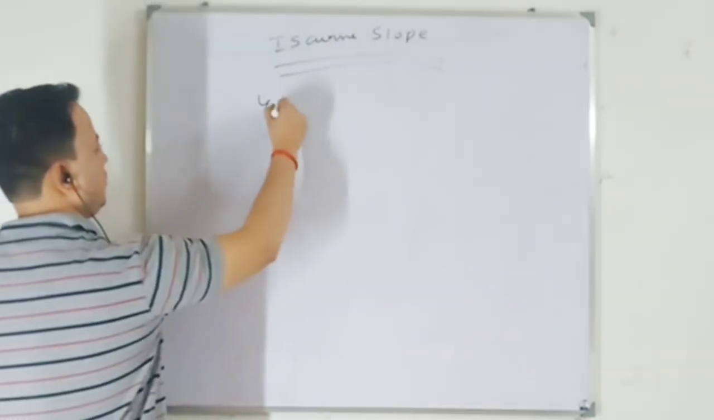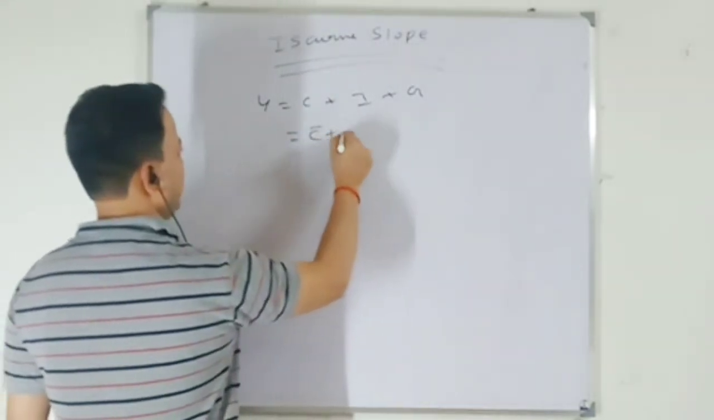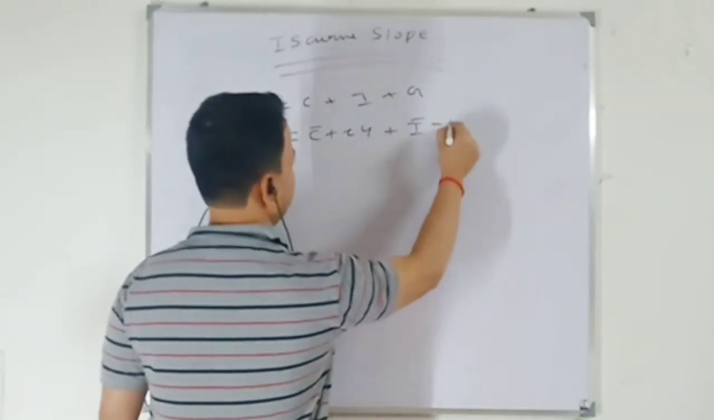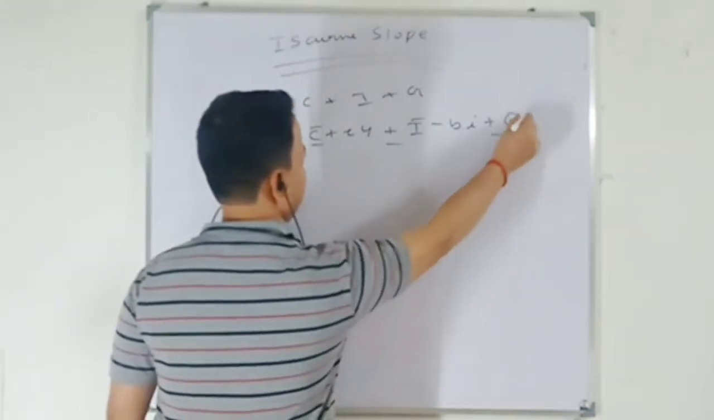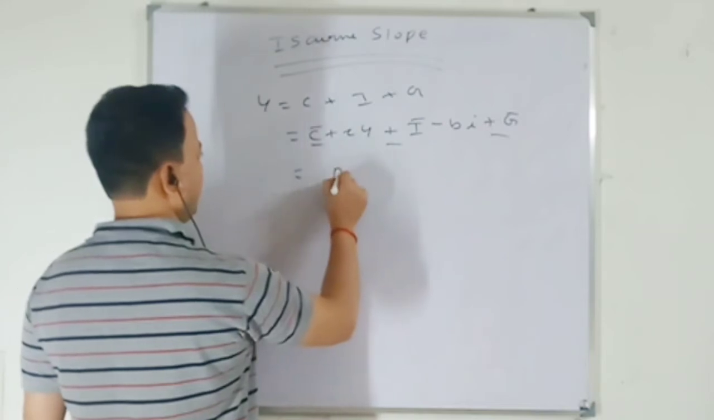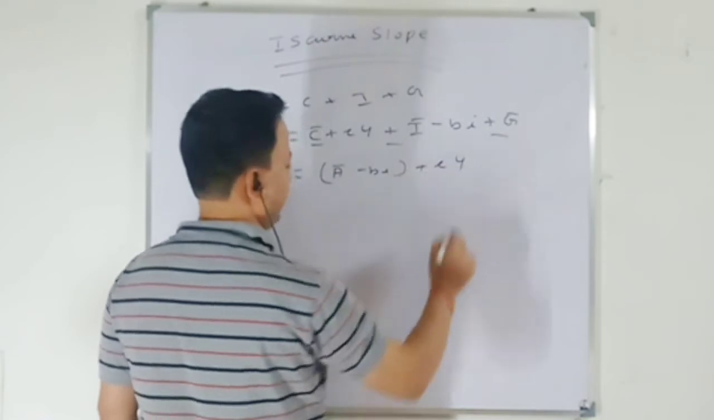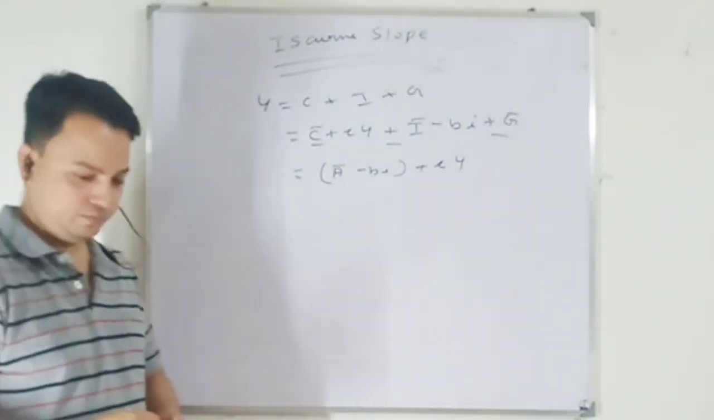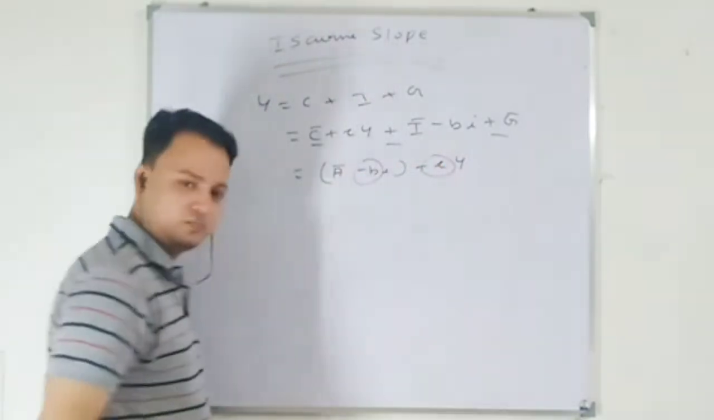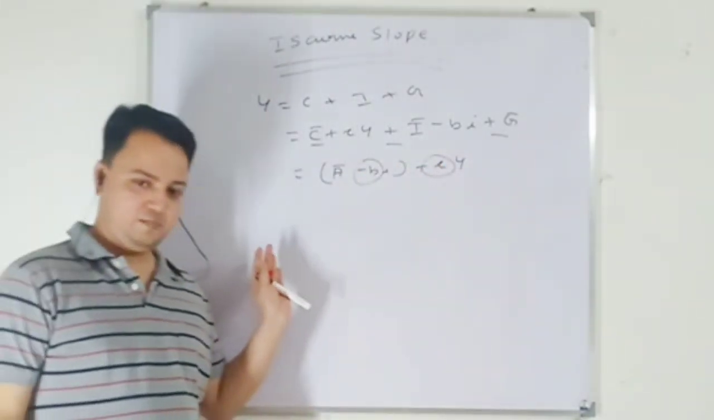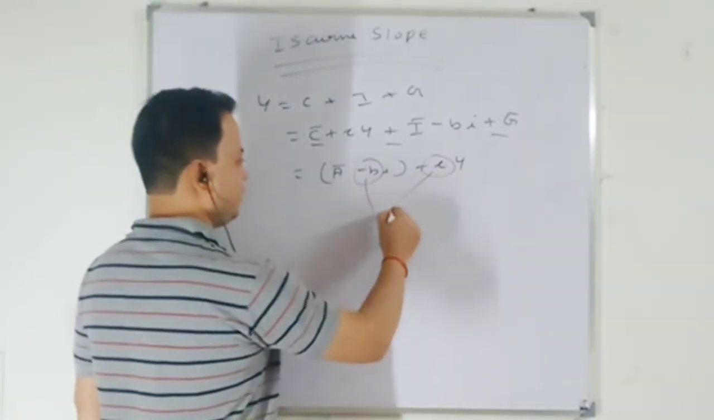So we know Y equals C plus I plus G. I am keeping a simple formula: C bar plus small c Y plus I bar minus b I plus G. So on the autonomous part, I will write A bar minus b I plus small c Y. So I have two induced parts, one is this and second is this. So whether my IS curve will be steeper or flatter will depend on this b term and this small c term.